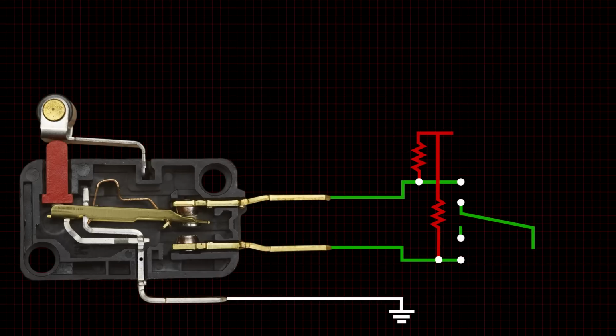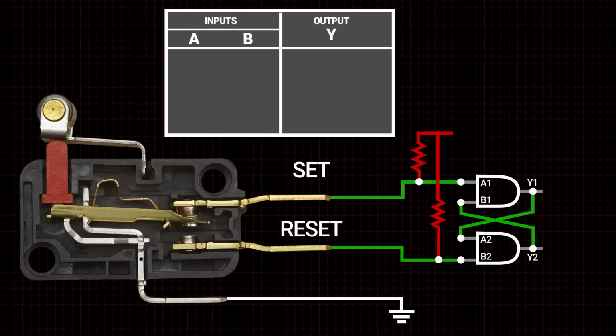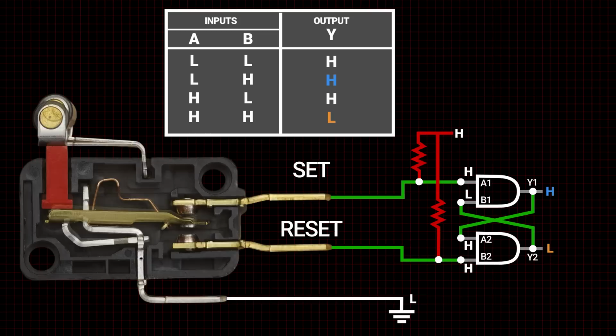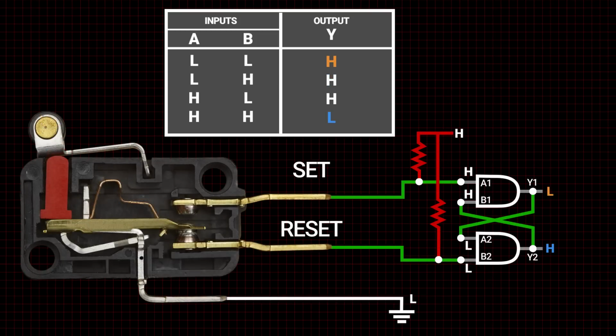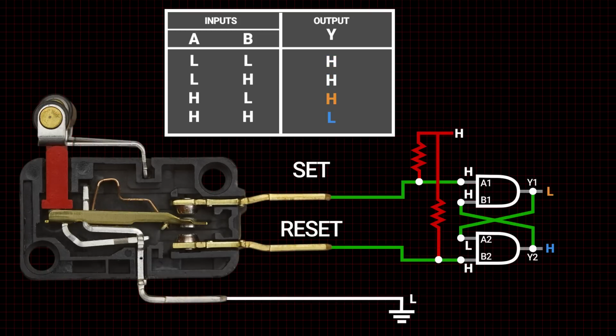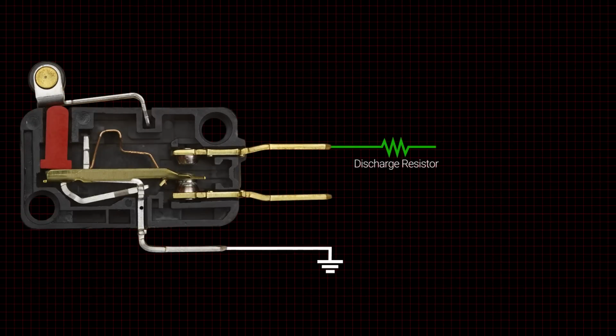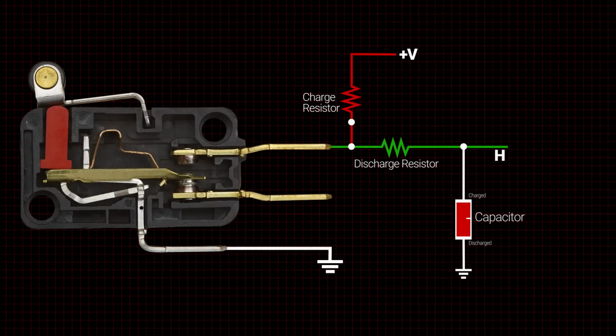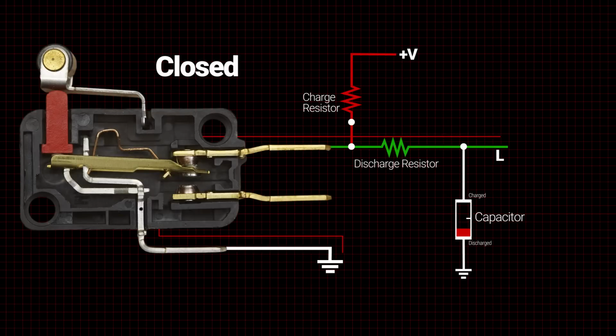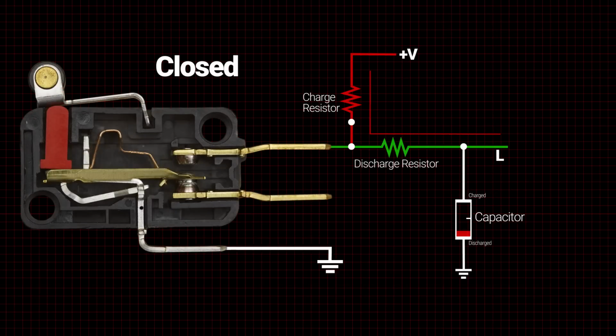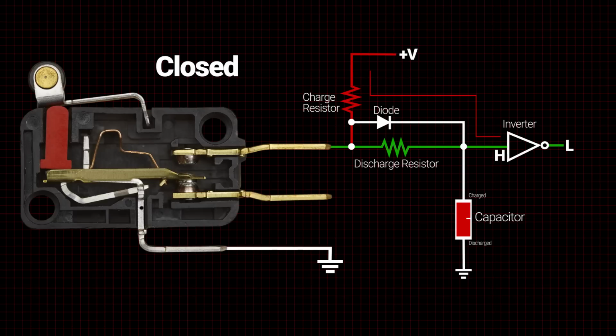A set-reset latch debounces by remembering the last switch contact position, thereby ignoring transitions between contacts. A single-pole double-throw switch is used. Both the set and reset may be used for logic output. RC debounce circuits use charge and discharge resistors and a capacitor to create a delay during the transition between contact open and closed positions. A diode may be added to bypass the discharge resistor for faster charging and an inverter for a more defined high and low output.